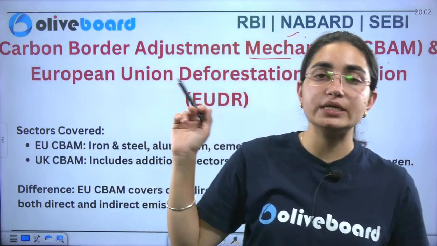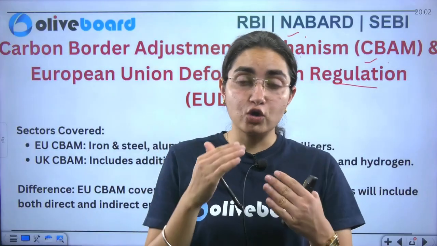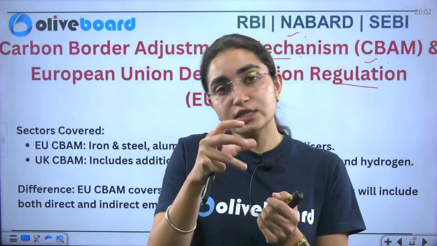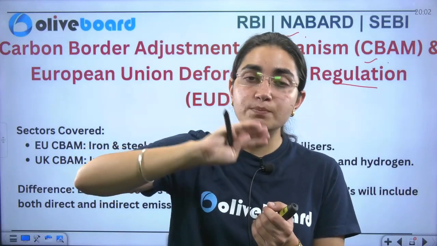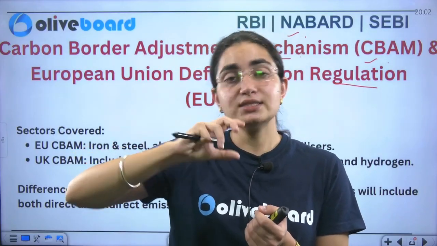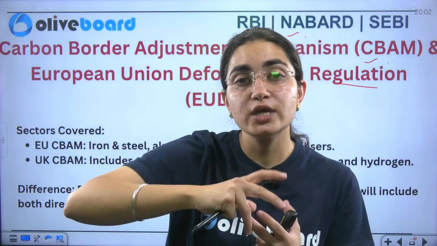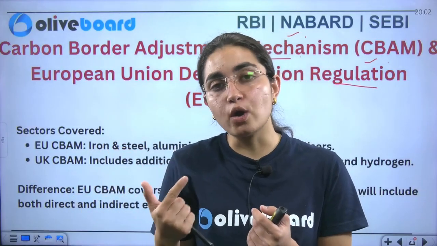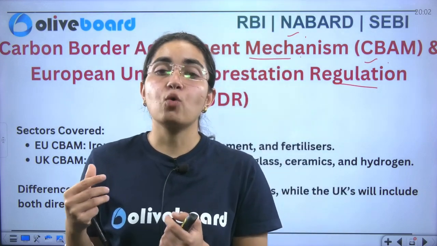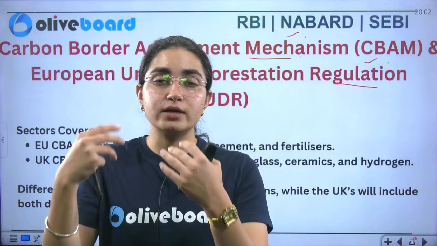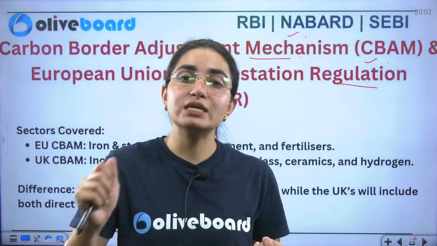If I talk about the CBAM, it ensures that, specifically for the EU, whatever products are imported from the rest of the nations should have the same carbon pricing as products produced in their own nation. Now this will ensure what? This will ensure that there is no excess of carbon emission in their country, and whatever products and services they are importing from the rest of the nations, they too should have the same carbon pricing.